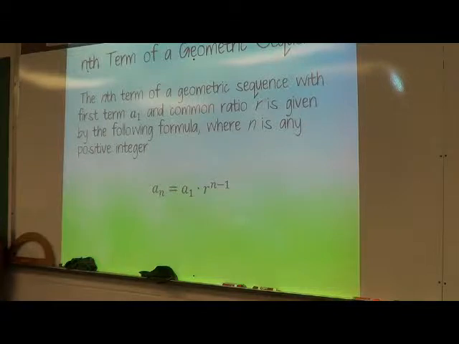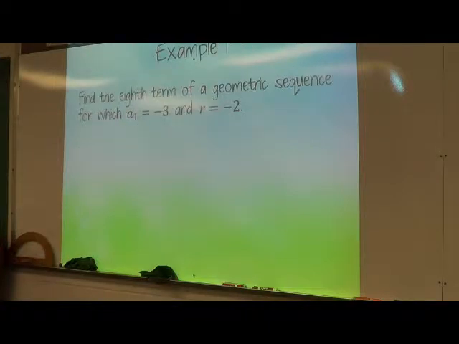Alright, so to find the nth term of a geometric sequence, use this equation where r is the common ratio and a sub 1 is your first term. So when you want to find the 100th term, you would take 100 minus 1 and get 99, and you would raise r to that power, because you have r that many times, multiplied then by the first term. So let's take a look at finding one of these.